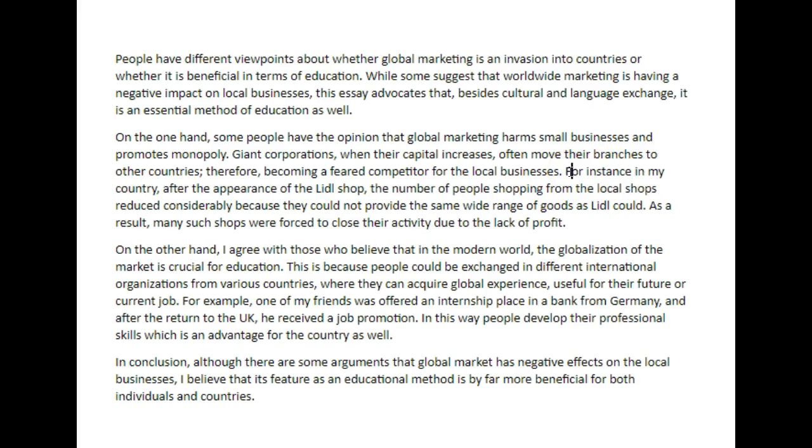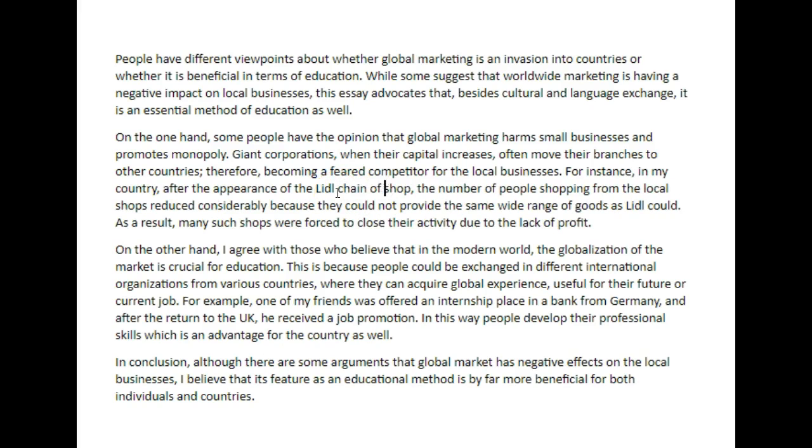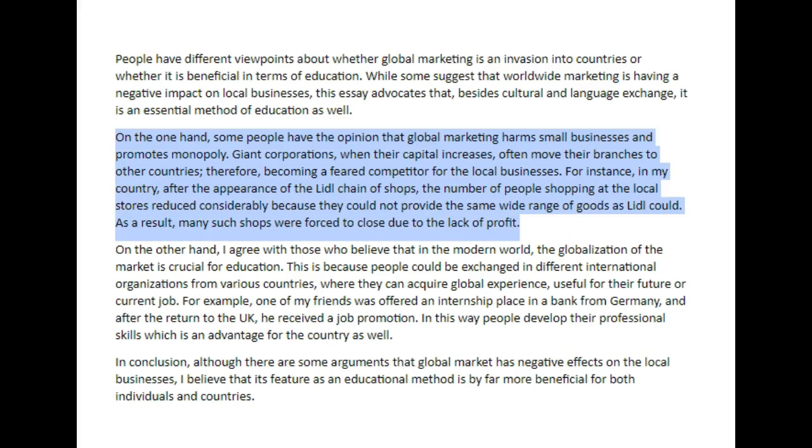Here, I would just say, for instance, in my country, after the appearance of the little chain of shops, the number of people shopping at local stores reduced considerably because they could not provide the same wide range of goods as Lidl could. As a result, many such shops were forced to close. We just need this one. Forced to close due to the lack of profit. Good. Cultural erosion. So this is a prime example of exactly what I would expect someone to talk about.